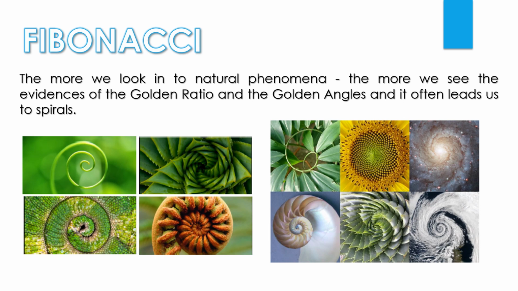Okay, so Fibonacci, the more we look at the nature phenomena, the more we see the evidence, the golden ratio, and the golden angles. And it often leads us to spirals. Ayan, mula sa halaman, hindi ko alam kung ano ito eh, kung ampalaya, di ba? Yung ampalaya meron siyang ganun. Ayan. So makikita natin talaga, and even sa natural disaster, ito yung bagyo sa pinakadulo sa baba ay spiral din siya. And even yung mundo natin, okay, yung Milky Way galaxy, spiral form siya.